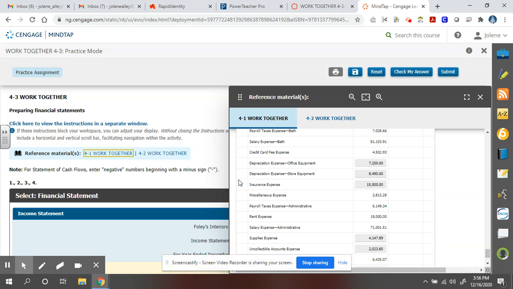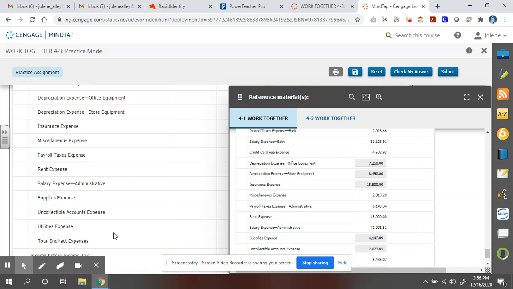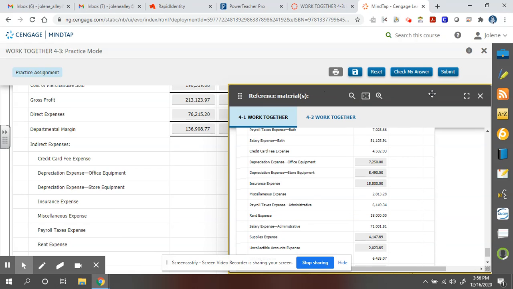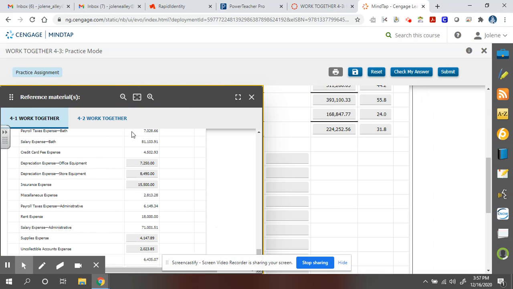Here are all the expenses. Here's credit card fee expense, $4502.93. Well, let's see. I won't move over anymore that way. Okay, so this first one is the credit card. We get it right here. Credit card fee expense, $4502.93.